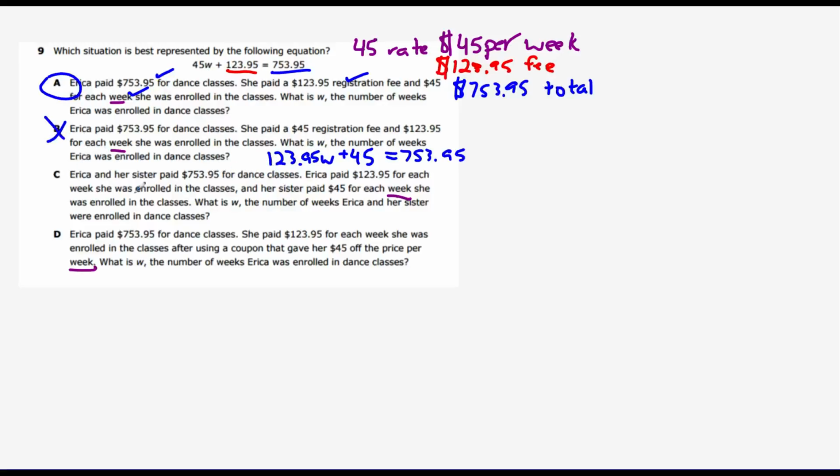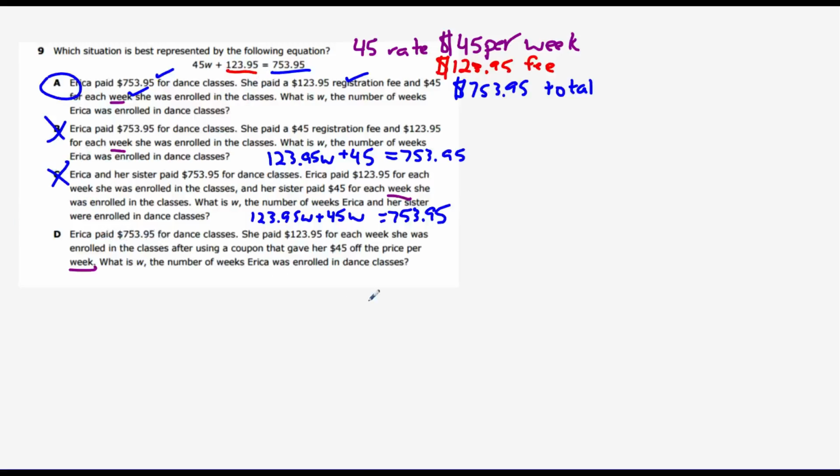So this is not it. So number C, Erica and her sister, okay, we added a second person, paid $753.95. So this part's still good. Erica paid $123.95 each week. And then her sister paid $45 each week. So this time there is no fee, but both of them are paying a rate, which is not right. Because this can't be per week. This has to be just one time.